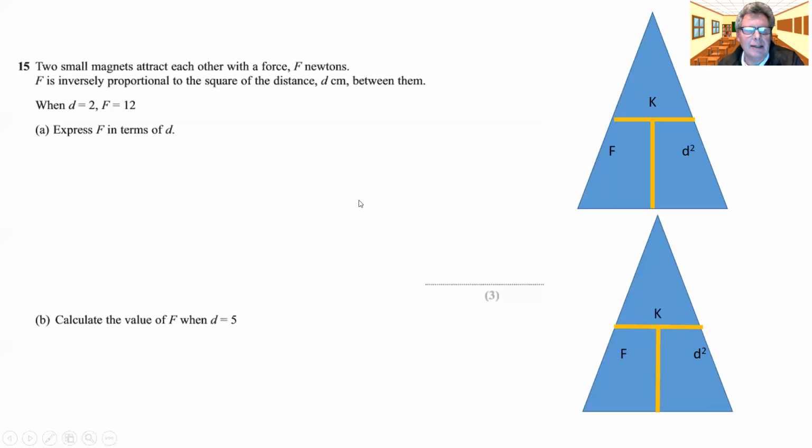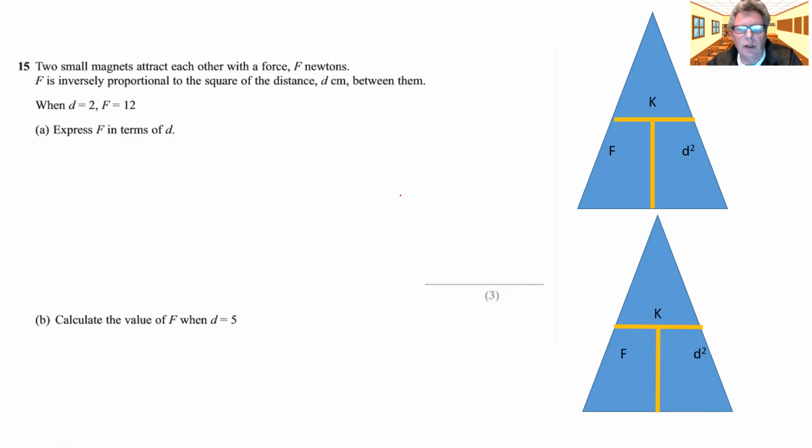Right, so in this case, F is inversely proportional to the square of D. So because it's inversely proportional, K is at the top. We'll put F on the left-hand side of the triangle, bottom left, and we're going to put D squared on the bottom right.